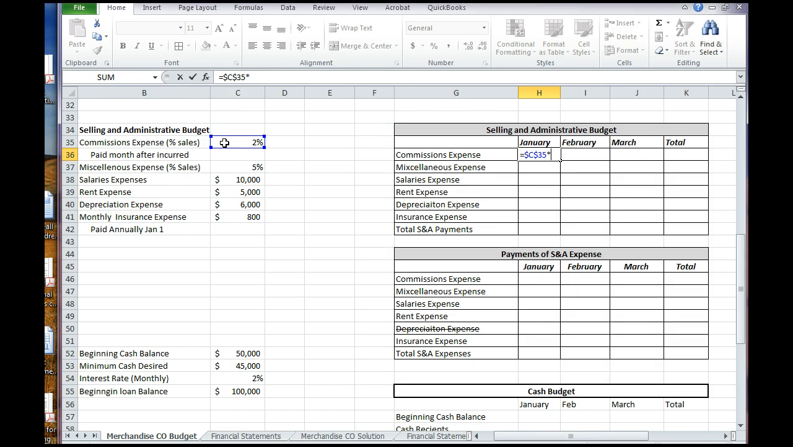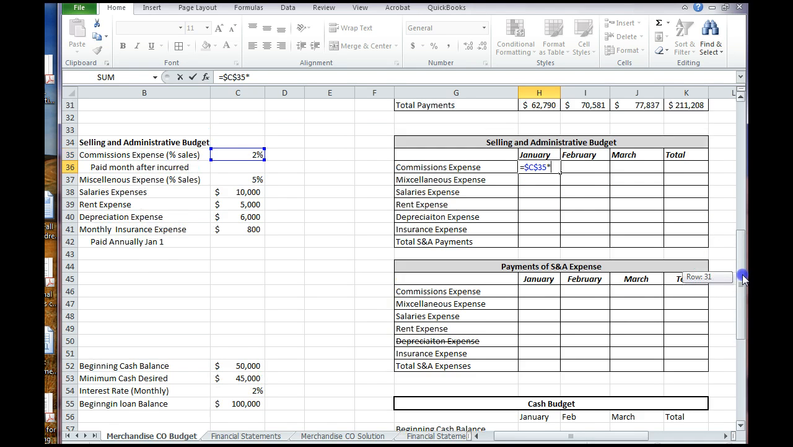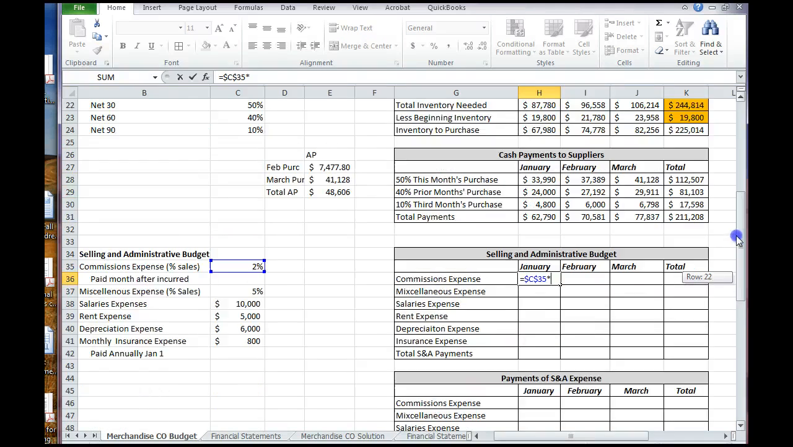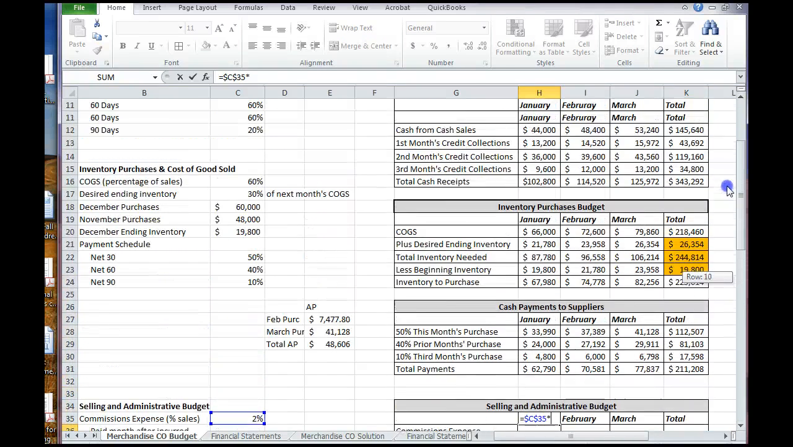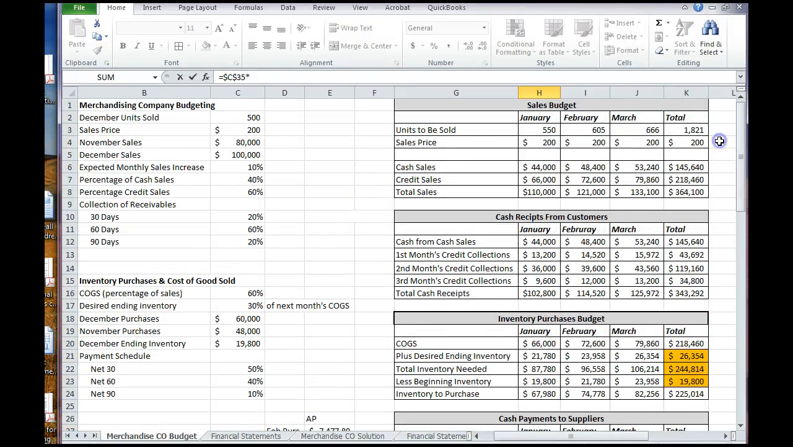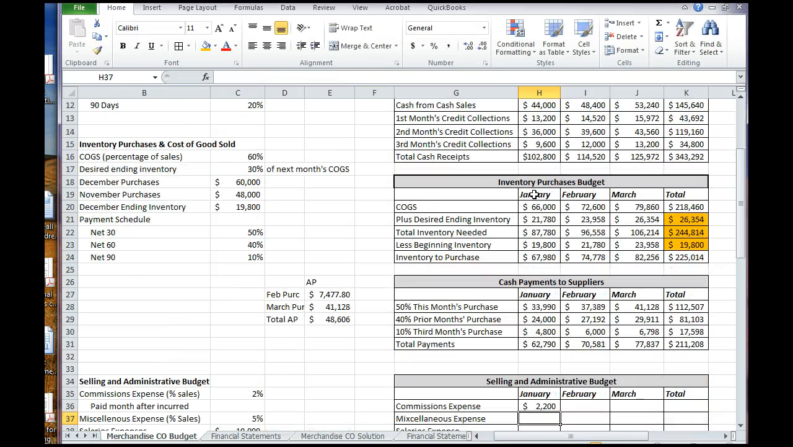I'm taking 2% of sales. So I take that 2% and I multiply it by our sales. Where do we get sales? From the sales budget. So bear with me. I'm going to do some scrolling. There's your sales budget. And there's your January sales. And you want your total sales because you're paying people a commission on total sales.